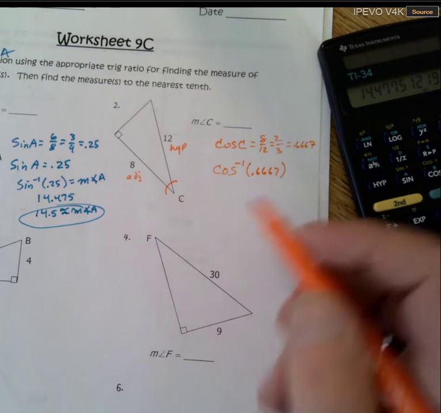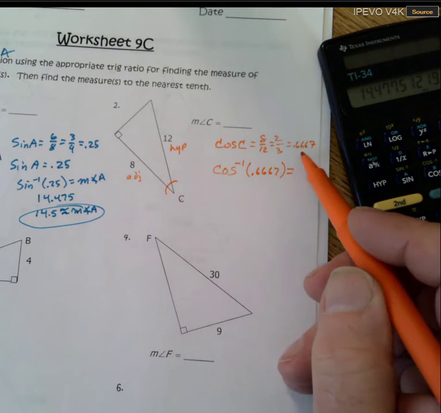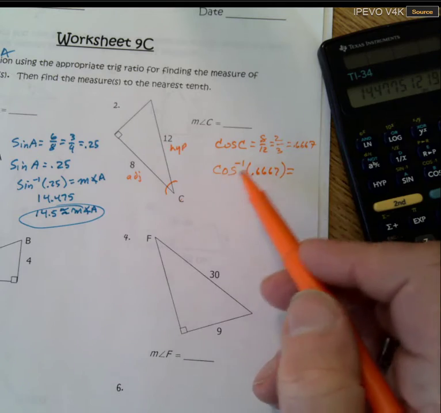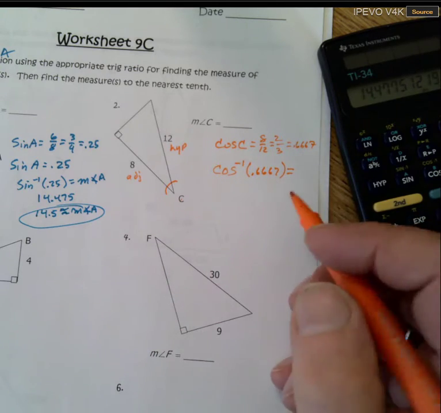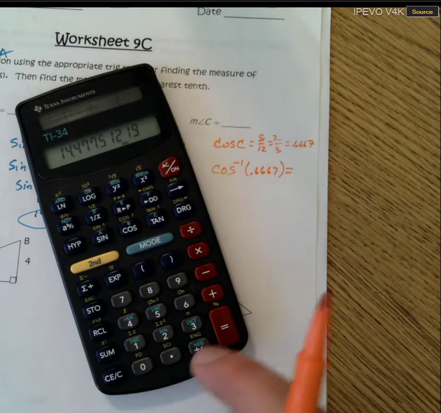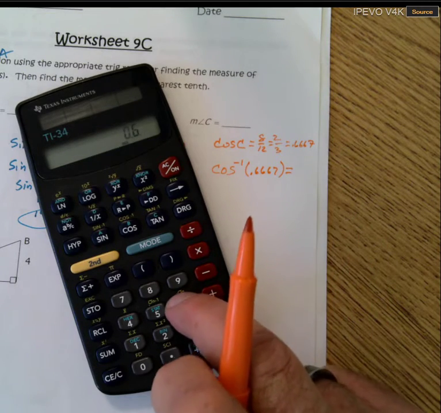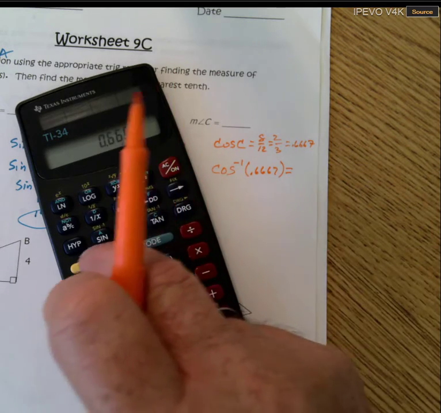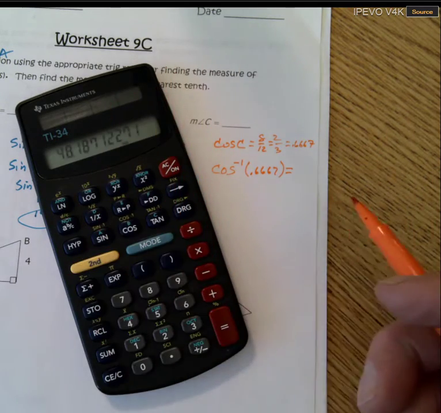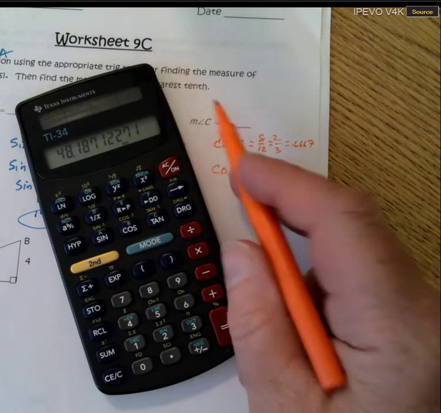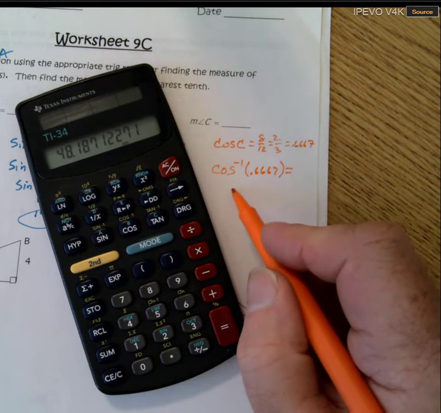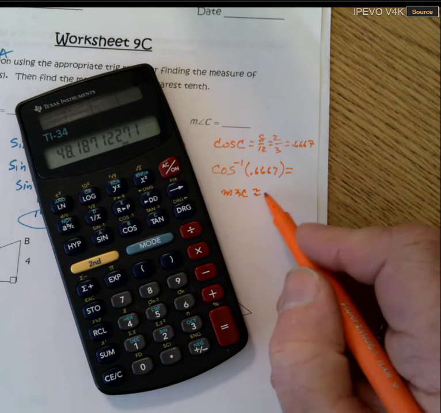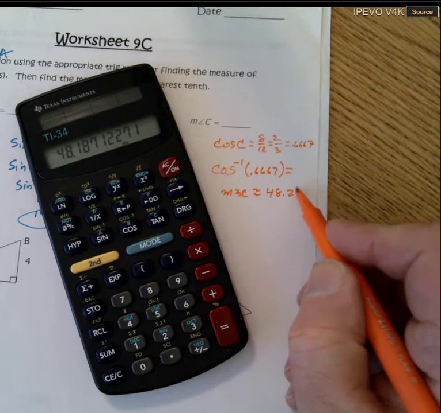So to find out what angle C is, we have to do the inverse cosine of 0.6667. So this is like looking up in a table. If you know what the decimal is, you're looking up the angle that matches that decimal. That's where the inverse operations come in. So I'm going to put 0.6667 in the calculator, and then I'm going to do second cosine to get the inverse cosine of that. And it comes out 48.2 when we round it to 1 decimal place. So the measure of angle C is approximately 48.2 degrees.